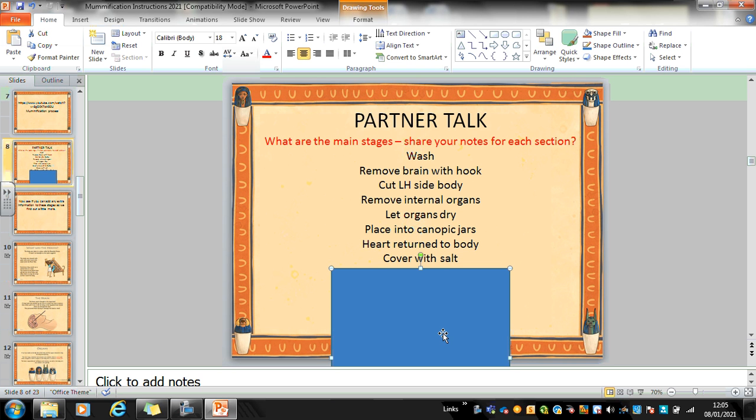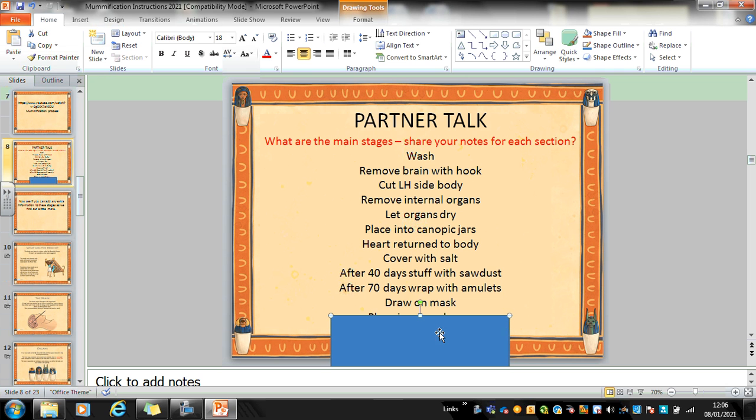After that, the heart was returned to the body. The body was covered with salt, and then it was stuffed with various things, often sawdust, but other things too. And then it was wrapped, and amulets were placed on the body. Amulets are special gems, and a lot of these steps we'll go through in more detail in a minute.